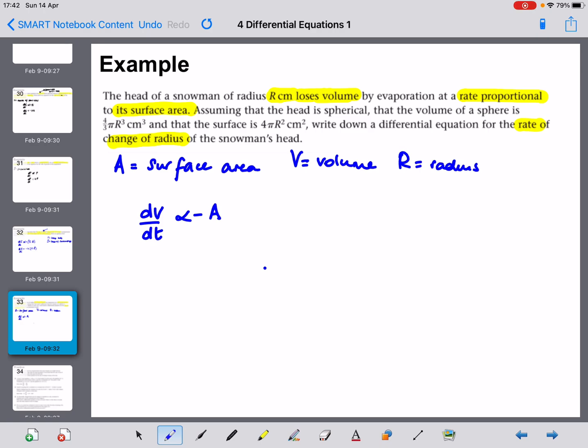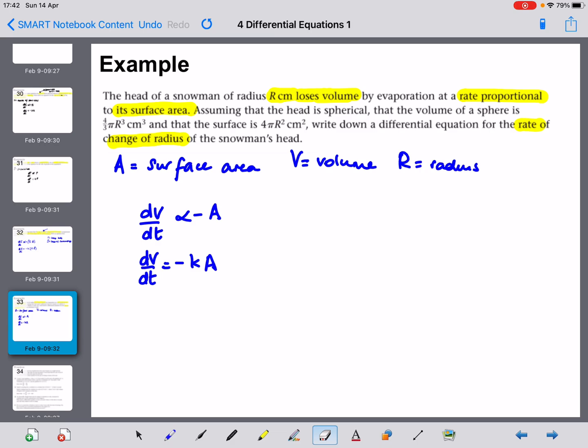So you've got the rate of change of the volume. The rate that the volume is changing is proportional to the surface area, but it's losing volume, which means it's negative. So we've got dV by dt is negative kA. So that's what we get from the first sentence.